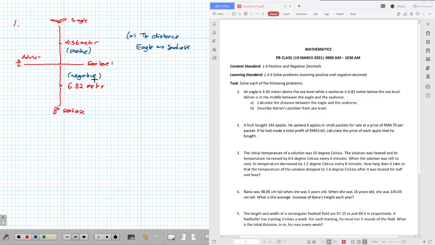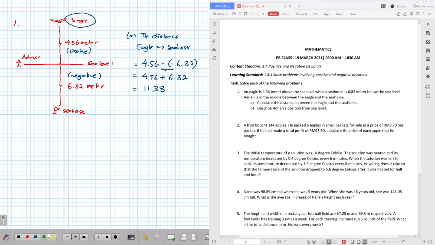To find the difference between the eagle and the seahorse, we need to deduct the seahorse from the eagle. So we take 4.56 minus negative 6.82. We know that negative and negative will become positive, so it becomes plus 6.82, and if you press the calculator you will get 11.38. So this is one way if you want to use the negative.